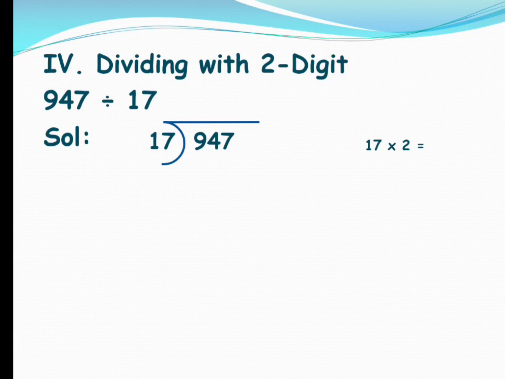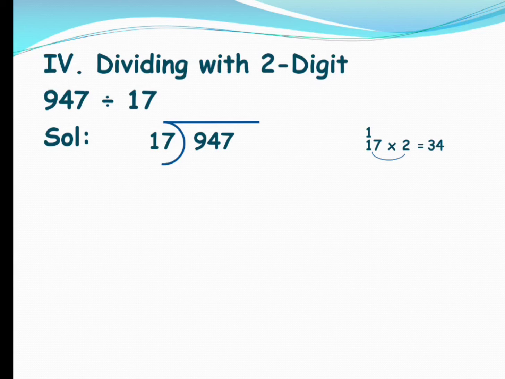First this 2 should be multiplied with 7. So 2 sevens are 14 you will get, isn't it? So 4 you will write down, and 1 you will carry to the 1. Next you have to multiply this 2 with the next digit, which is 1. 2 ones are 2 plus the carry 1, 2 plus 1 becomes 3. So 34. That means 17 into 2 is 34.